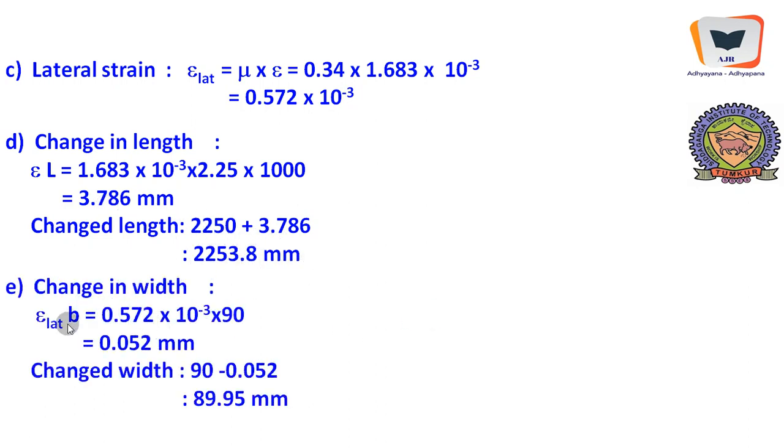On the other hand, change in width is lateral strain into original width. So lateral strain is estimated to be this much, multiply by 90, so that will get us the change in width: 0.052. Since it is a lateral strain, it has to be a decrease. The original width will be decreased by this much. So it becomes 89.95. It is no longer 90 millimeter.